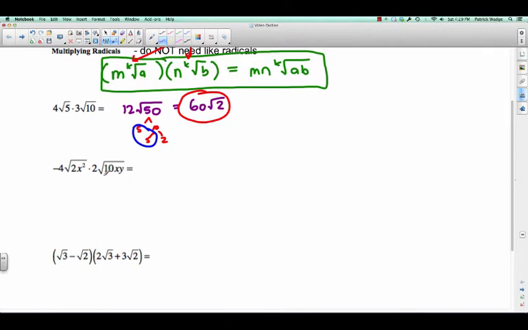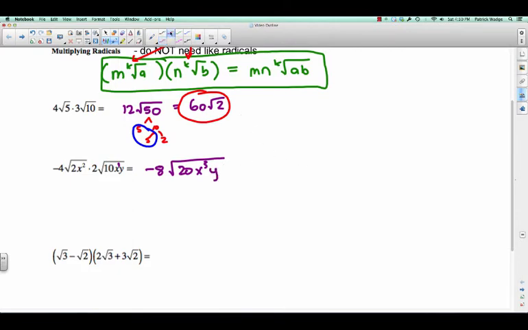Okay, we have two radicals. We're multiplying, so they don't need to be like radicals, and they're not. So we multiply the coefficients together. Negative 4 times 2 is negative 8. And inside the radical sign, we multiply 2x squared times 10xy. 2 times 10 is 20. X squared times x to the 1 is x cubed. We add the exponents, and we still have a y, or y to the 1.